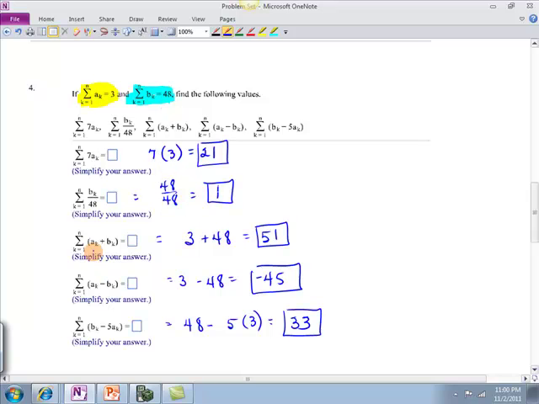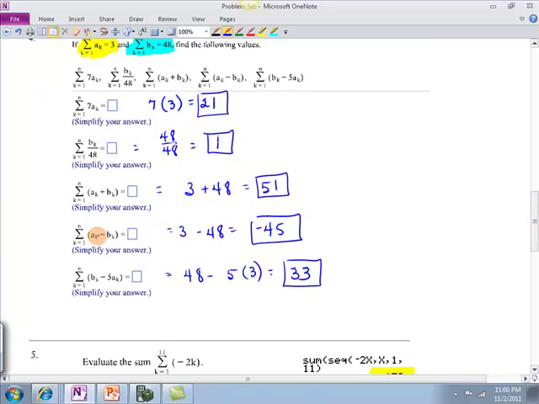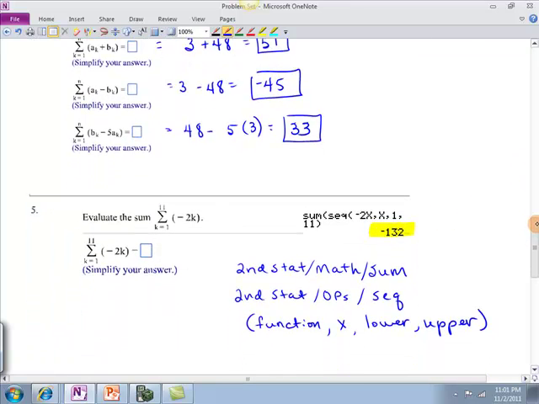All right. On this one, we are adding the 2. So 3 plus 48 is 51. On this one, we are subtracting the 2. 3 minus 48 is negative 45. This one, b sub k minus 5, a sub k. So 48 minus 5 times 3, that'd be 15. You'd get 33. All right.